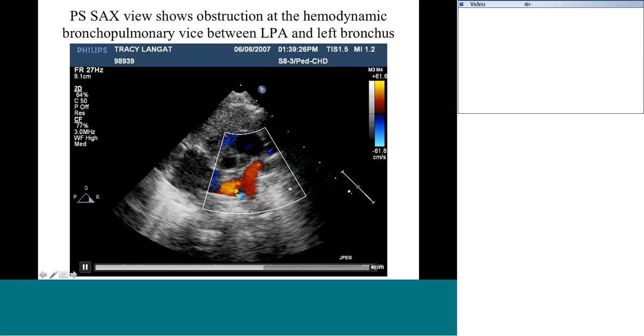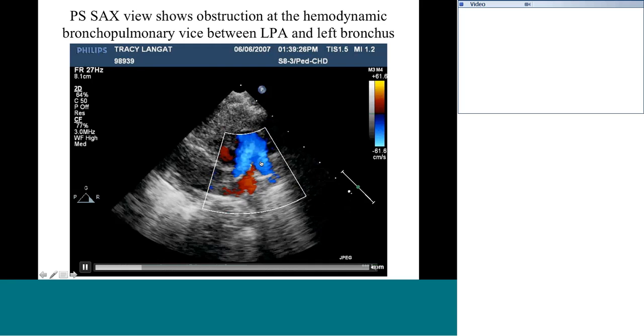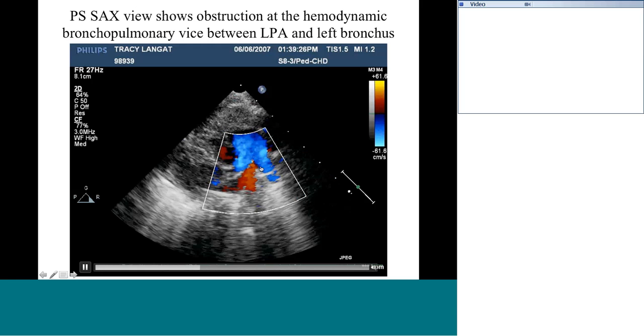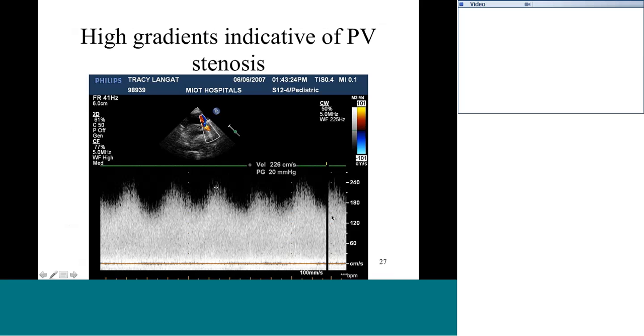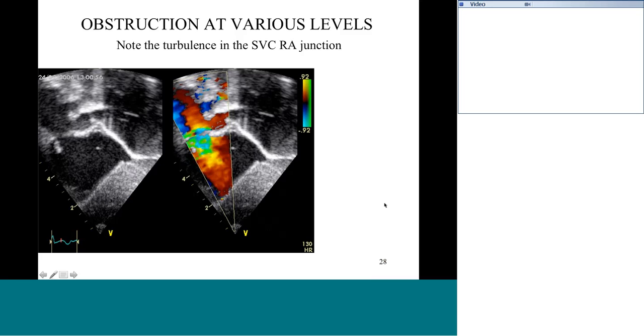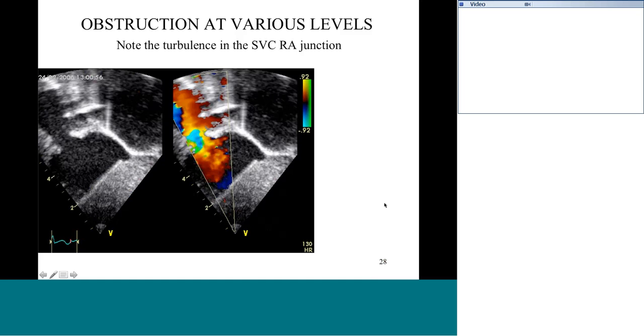So it's important to understand this hemodynamic valve concept, and it is posterior to the left pulmonary artery, between the left pulmonary artery and the left bronchus. So this is the left pulmonary artery. The left pulmonary artery squeezes this vertical vein and results in obstruction to the pulmonary vein. There will be significant gradients. So the gradients here are almost up to 20 millimeters of mercury peak. So quite a lot of pulmonary venous obstruction can be produced by the hemodynamic valves.